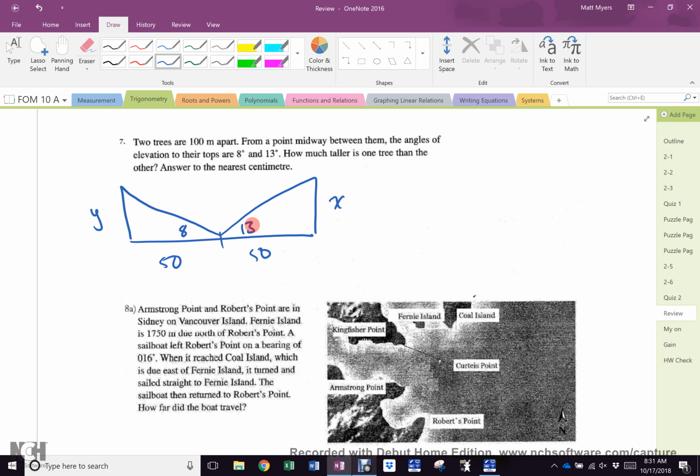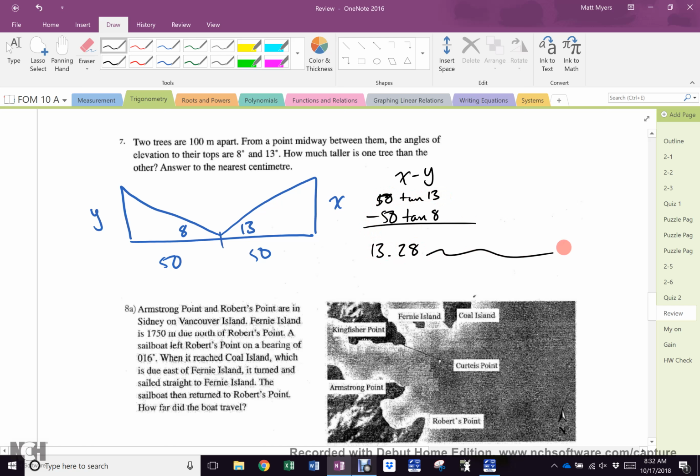It's got a steeper angle, yes? So, to answer this question, I need to do x minus y, don't I? Y is 50 tan 8, right? And x is 50 tan 13. I've got to subtract those to get the answer. And the answer, when you do it, comes out to 13.28 blah, yes? If I'm not mistaken. I might be. I'm trying to remember it.